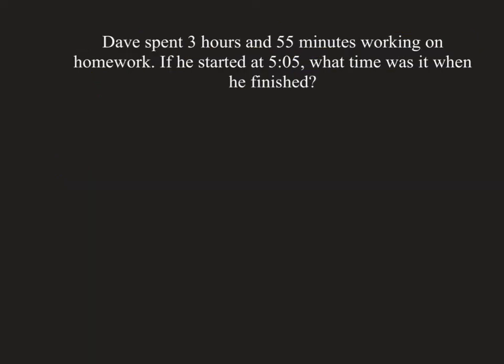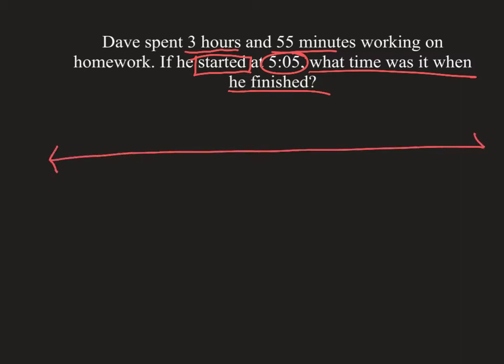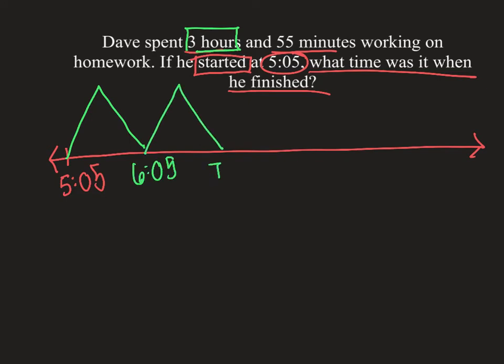Next, Dave spent 3 hours and 55 minutes working on his homework. If he started at 5:05, what time was it when he finished? Well, he started at 5:05. So I will put 5:05 right here as my start time. Now it says he spent 3 hours. So I'm going to draw 3 mountains. So 1, that gives me to 6:05. Another hour passes. That gets me to 7:05. And then another hour passes, and that gives me to 8:05. Okay, so now I'm done with my 3 hours.